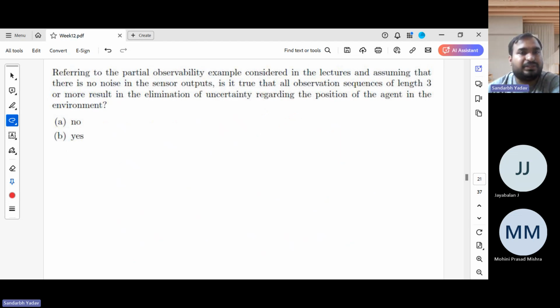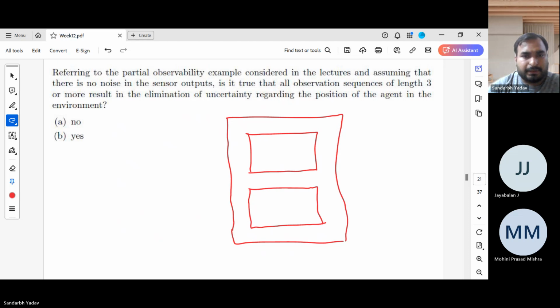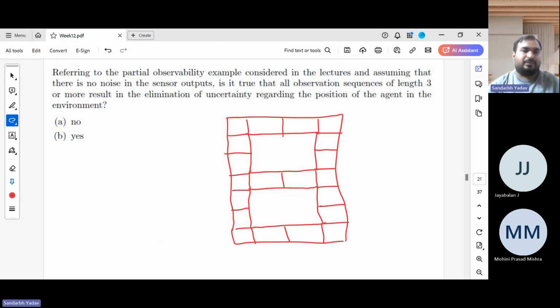Question 3 says, referring to the partial observability example considered in the lectures. Okay, you might remember this one. So it was like this. Although these cells are not perfect, you can think of it like this. And we had something like this here again, and how many were here? Oh no, these look unequal, but consider them as equal shaped cells. This is also, and how many were there? Okay, so this was the example, and this is an obstacle. So you cannot enter these cells.